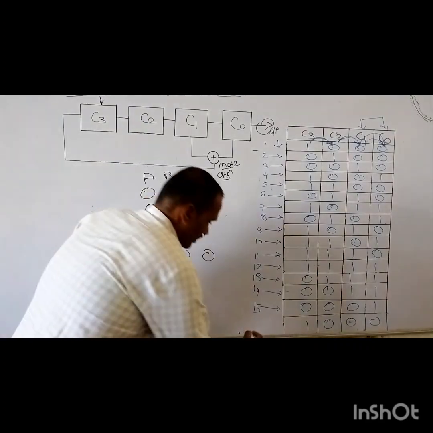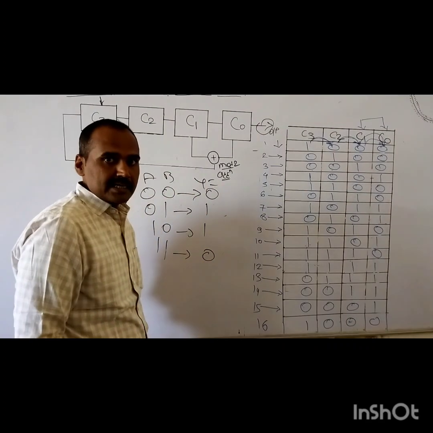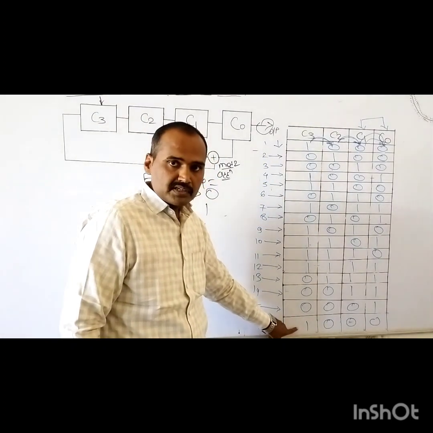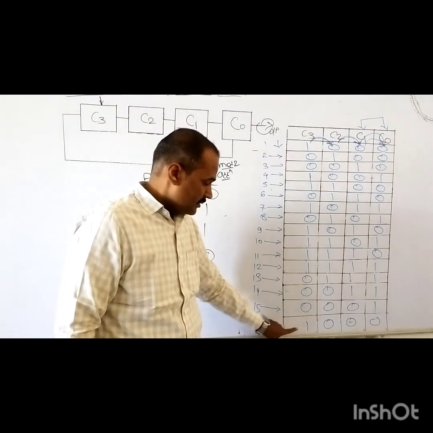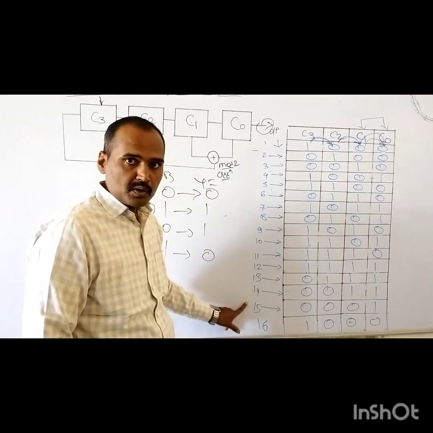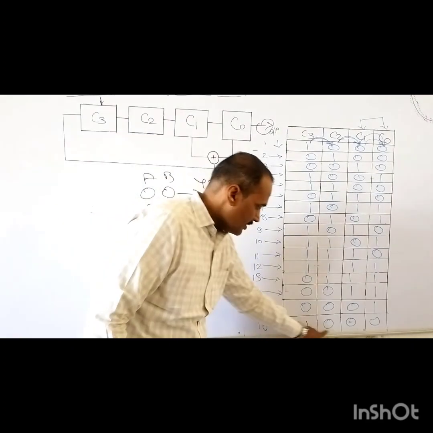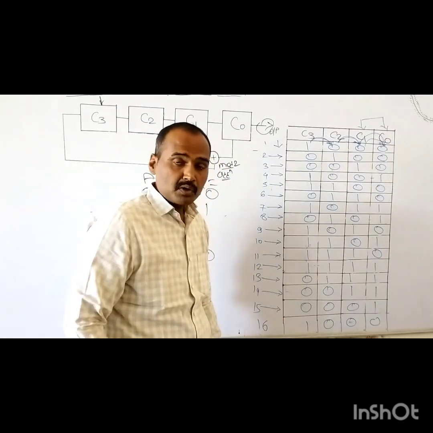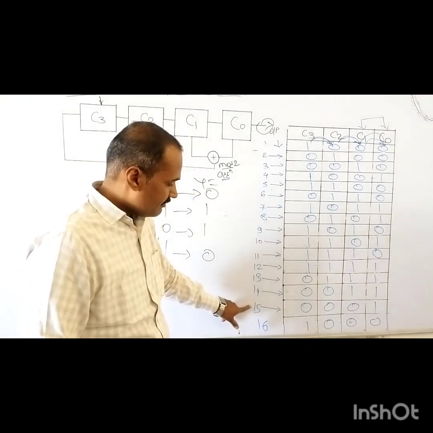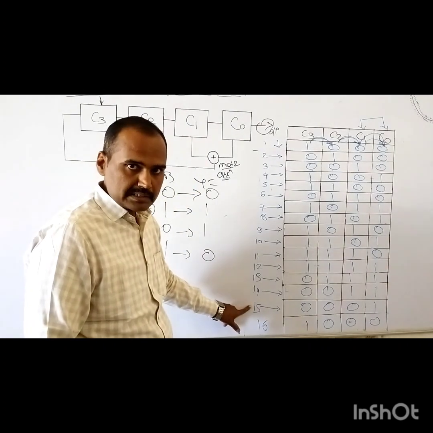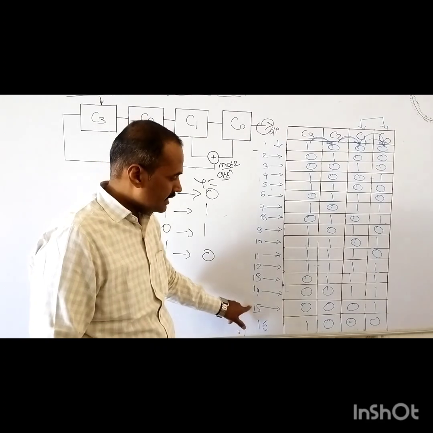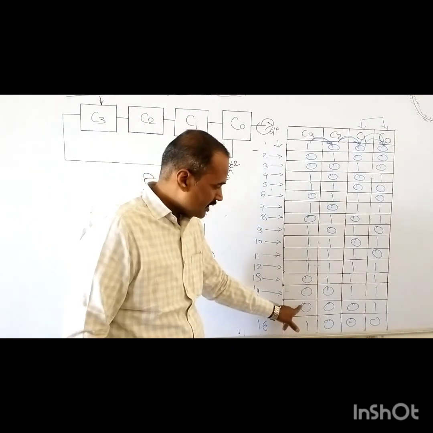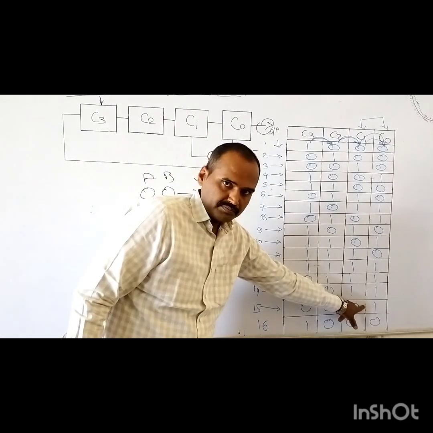When we apply clock number 16, carefully we need to understand what will happen: the content of this shift register will remain the same. Once after 15 clock pulses, the same content will be there. The content is 1 followed by 3 zeros. How will that content come? Because when we apply clock pulse number 15, the current status of C3, C2, C1, C0 is 3 zeros followed by 1.